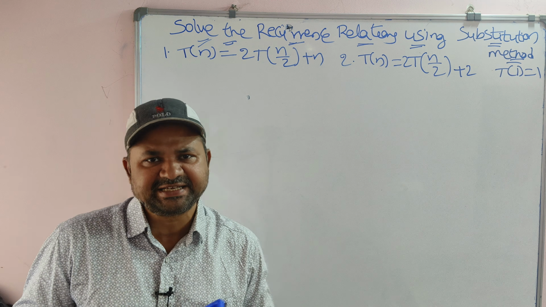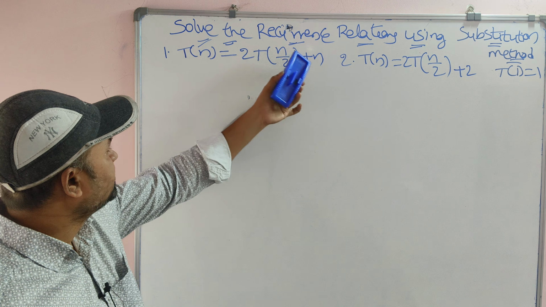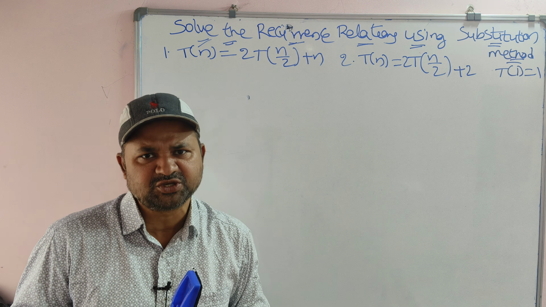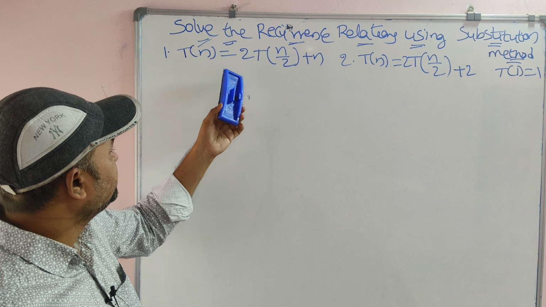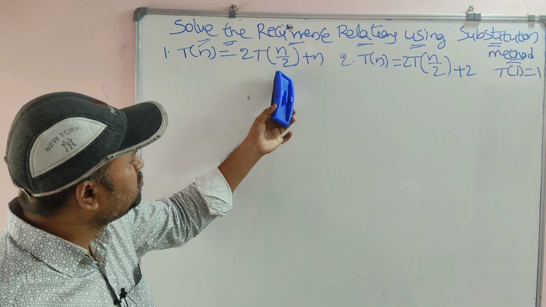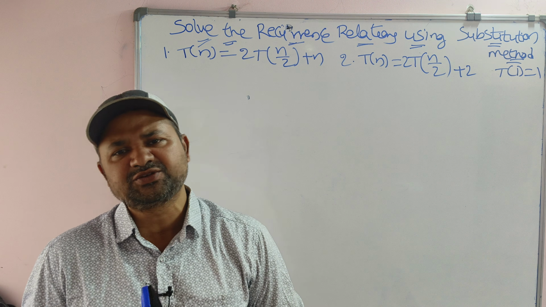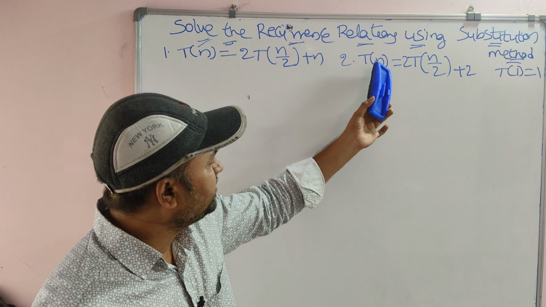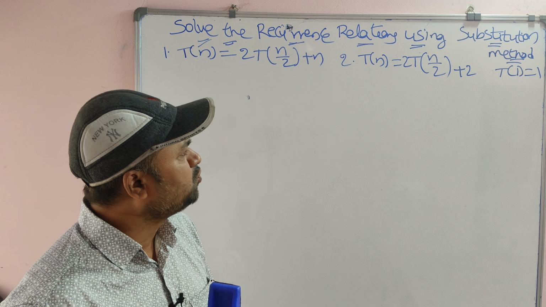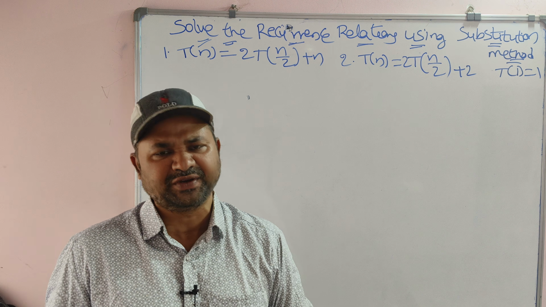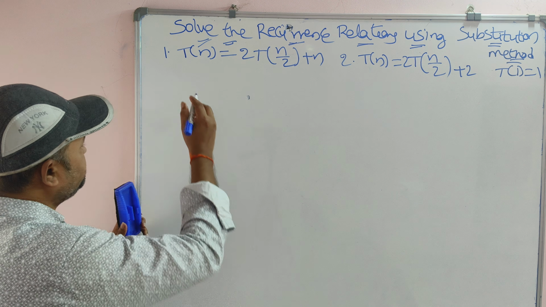Now let's see these two examples. Solve the recurrence relations using substitution method. First one, T(n) = 2T(n/2) + n, T(1) = 1. Second one, T(n) = 2T(n/2) + 2, T(1) = 1. So let's see the first one.